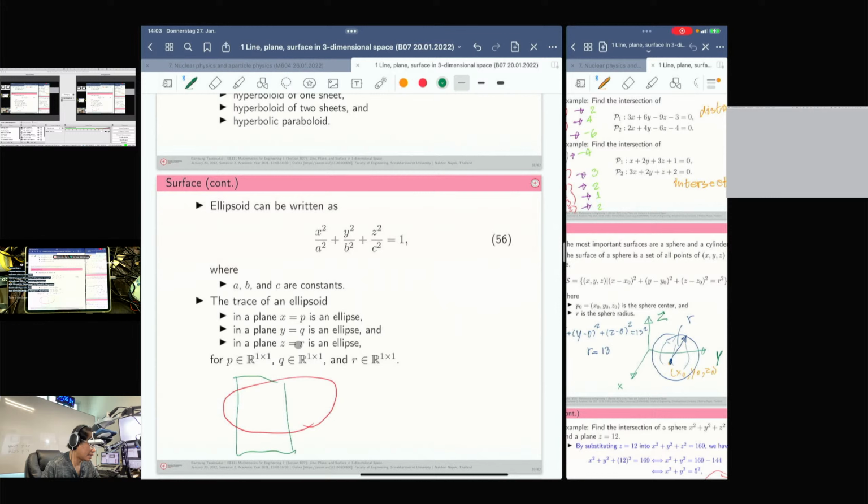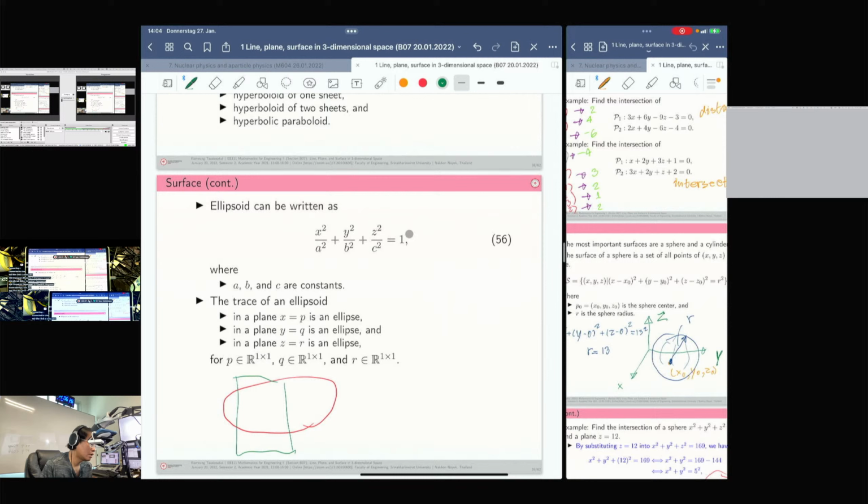Okay, if you substitute x equal to p, this is going to be the constant, right? P squared by a squared, and so on. And this is only a constant. If you move the constant to the right hand side, you get some value, and that will be a number, right? And you move it to the denominator of these two terms, you will also get the equation of an ellipse.